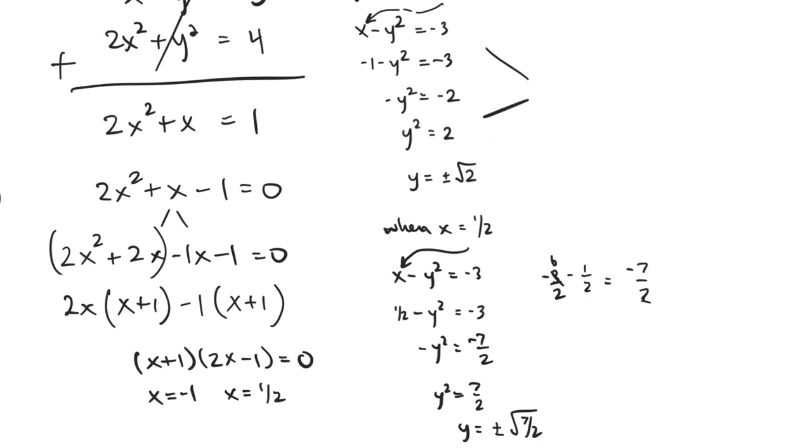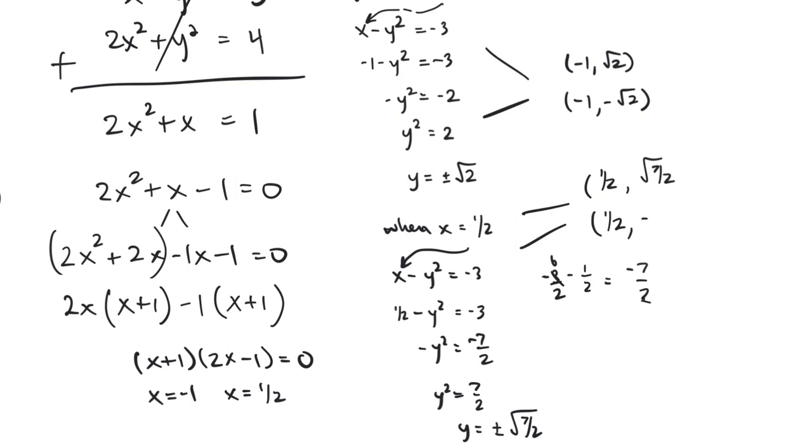So from this one here, we actually get two solutions from each. We have when x is negative 1, we have positive square root of 2, and when x is negative 1, we get negative square root of 2. And the same thing from here, when x is 1/2, we have positive square root of 7/2, and then when x is 1/2, we get negative square root of 7/2.